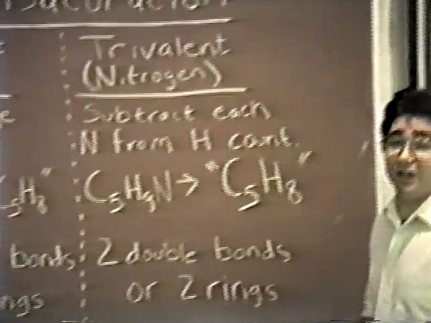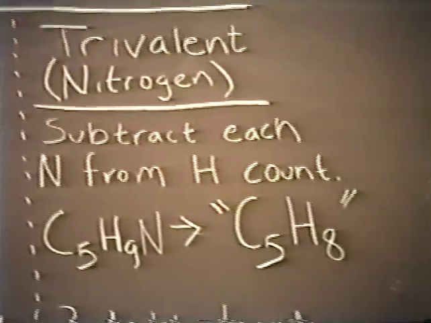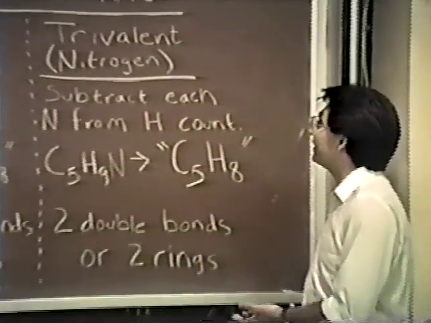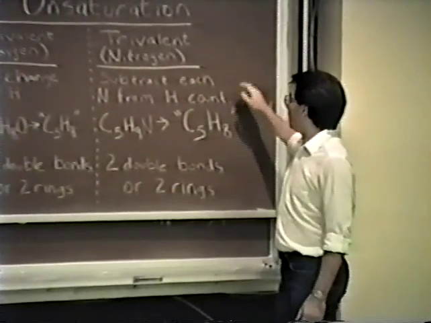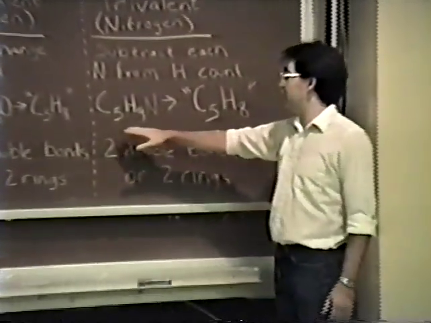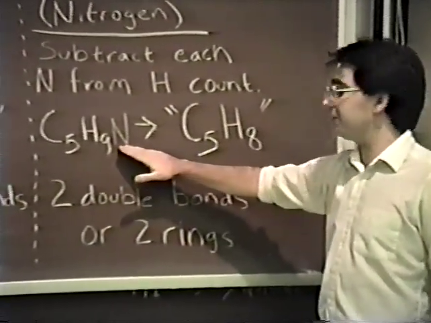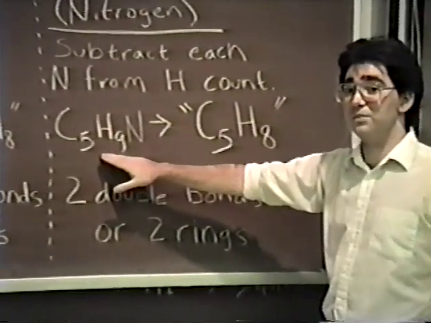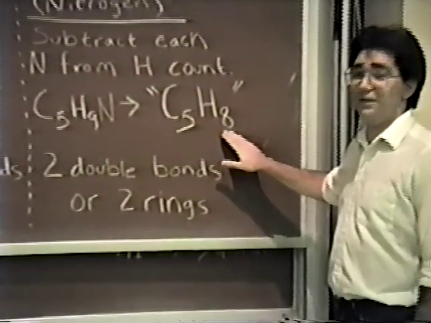The last one that you're going to encounter in this week's experiment will be the trivalent nitrogen compounds, which are nitrogens. For each nitrogen you encounter, subtract each nitrogen from your hydrogen count. The example I have, C5H9N, I've got 1 nitrogen, so I'm going to subtract this from the hydrogen, and I'll have a total count of C5H8.